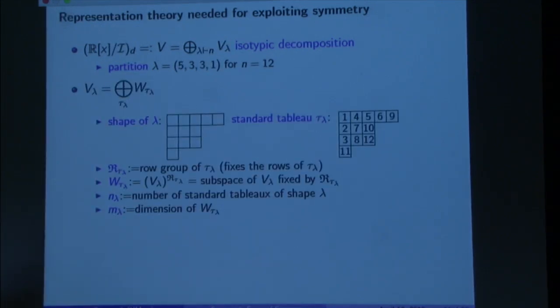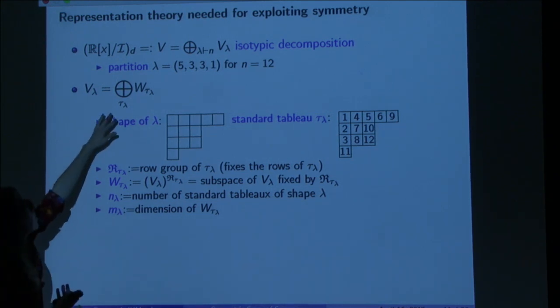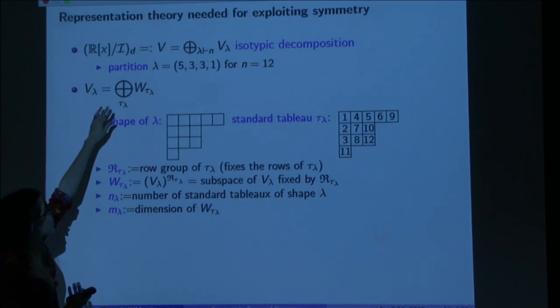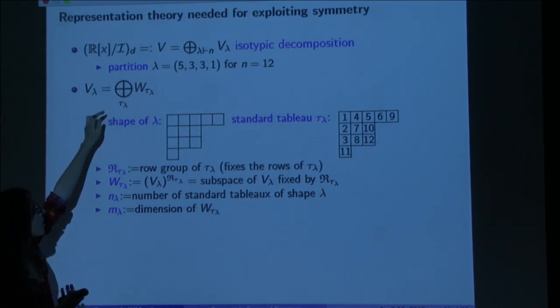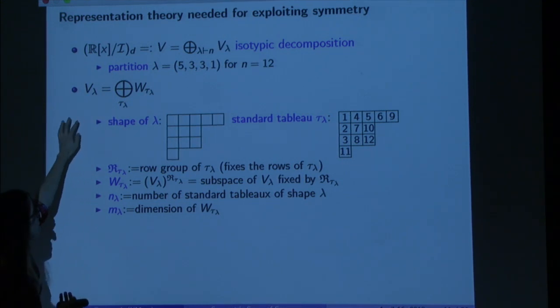And so then, usually if you know some representation theory, you would say, okay, well, after my isotypic decomposition, I can still decompose each isotypic component even more into smaller vector spaces by using irreducibles. And that's not what we're doing. We're doing something that's kind of like orthogonal to it. So we are decomposing each isotypic component into a direct sum of W tau lambdas. So what are these guys?